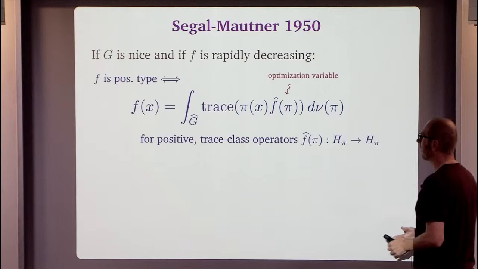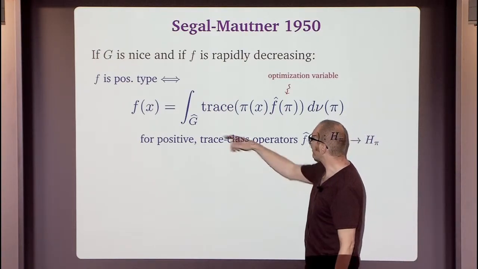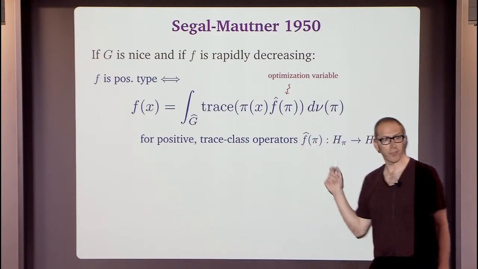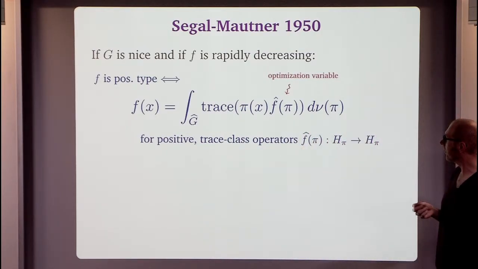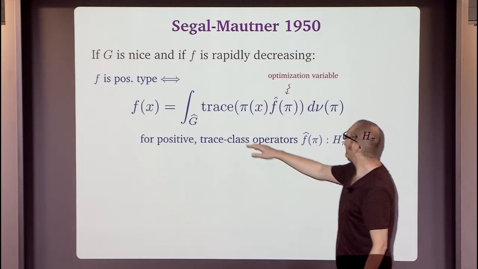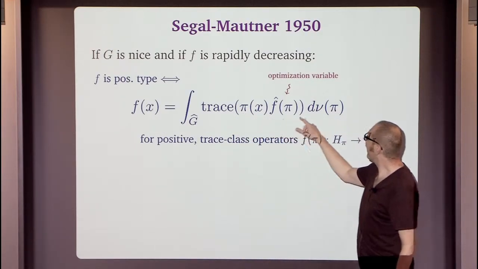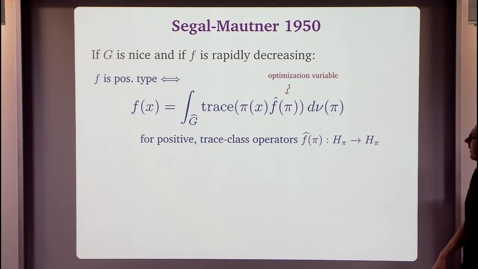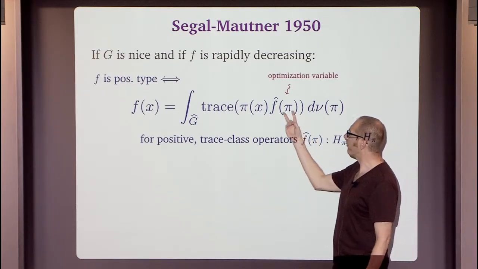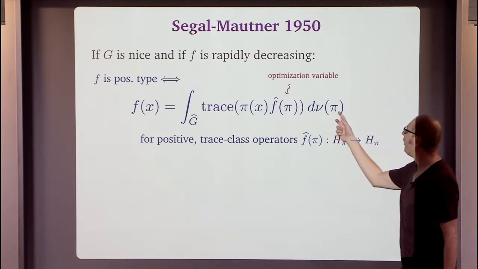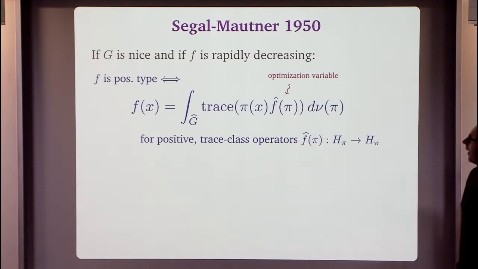So F as this integral, and what do I do? I integrate over the dual group G hat, which consists of all irreducible representations. That takes a trace of some irreducible representation pi of x times f hat of pi. So f hat of pi, these are the Fourier transform of f at pi, some d nu of pi. And f is of positive type.